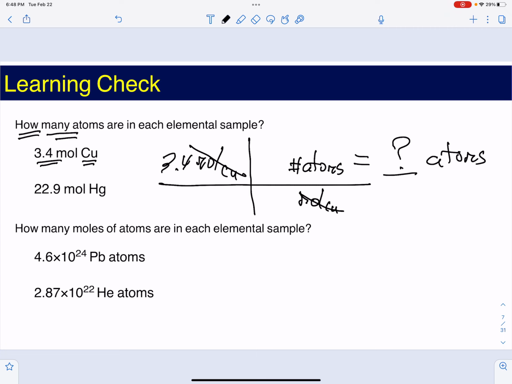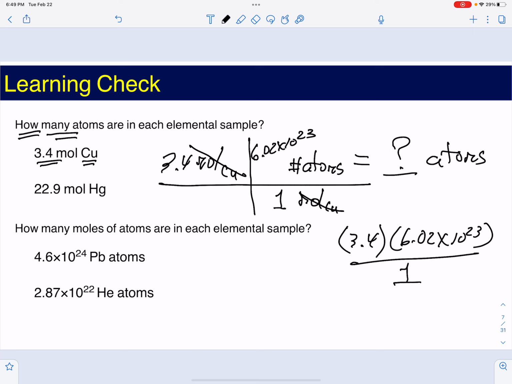And where have we ever seen the number of something related to moles? Avogadro's number, right? The one you learned on the video, which tells us 1 mole of anything equals 6.02 times 10 to the 23rd. So all you have to do then is, on your calculator, 3.4 times 6.02 times 10 to the 23rd divided by 1. And the unit resulting is going to be the number of atoms. So a simple setup is you know what the Avogadro number is, which is a conversion factor that allows you to work this particular problem.